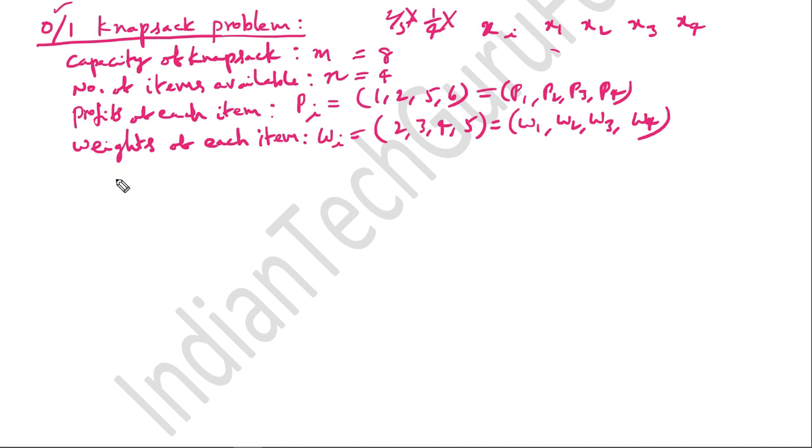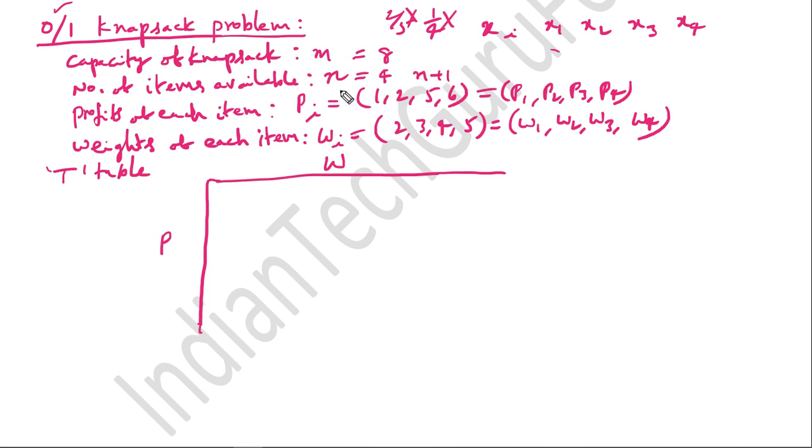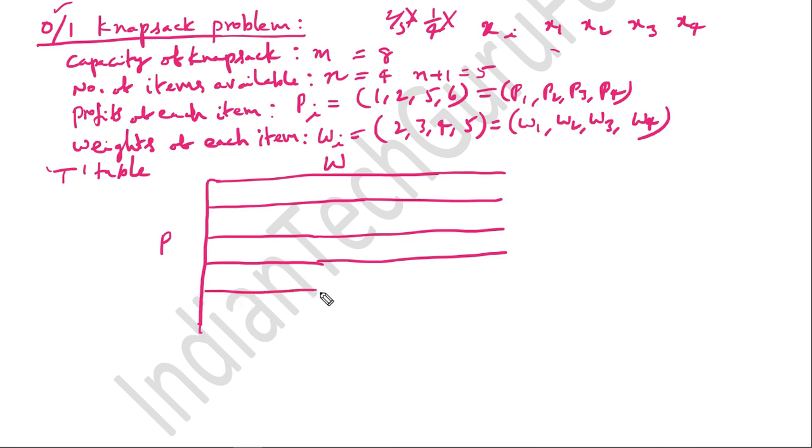To solve this problem, first of all, we need to draw a table. The table contains the weights as well as the profits. So what could be the number of rows and number of columns? The number of rows is equal to n plus 1. The n value here is 4, so totally there must be 5 rows: 1, 2, 3, 4, and 5. Totally 5 rows we need to take.